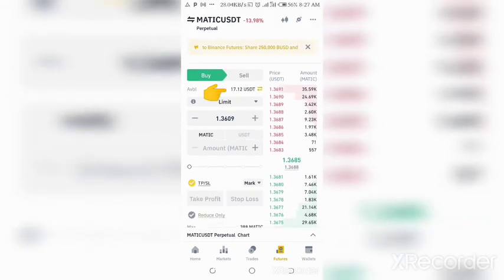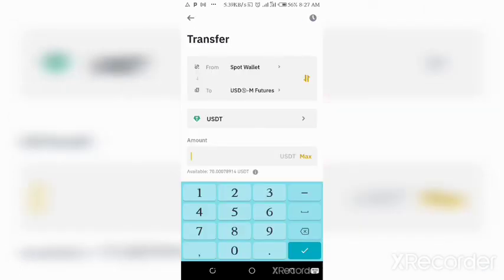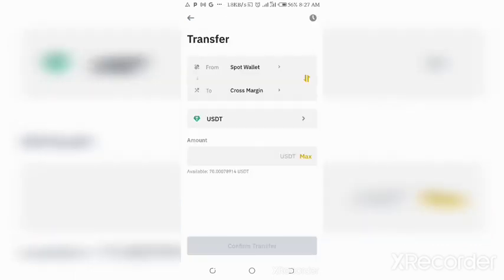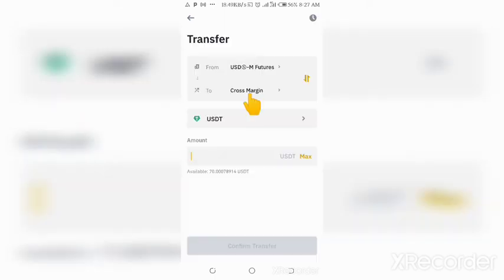So it's 17 of whatever we had previously. I can transfer it back, because I want this trade to be limited to what was there previously. I want to only trade with the amount that was there before. So I have to transfer the $10 back to the spot wallet. I come here, change the wallet from which I'm transferring, and take it back to spot. So, $10.